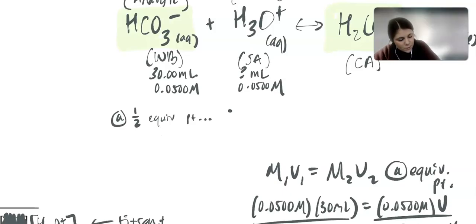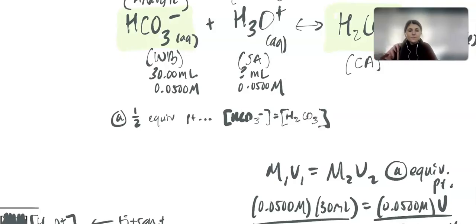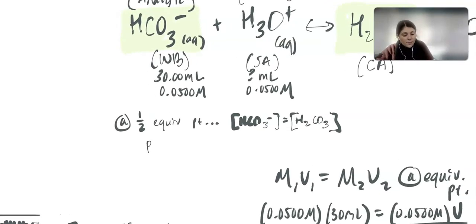I'm going to use concentration. Concentration of HCO3 minus equals concentration of H2CO3. So using Henderson-Hasselbalch, we know if those equal each other, it will be a log of 1, which is 0.